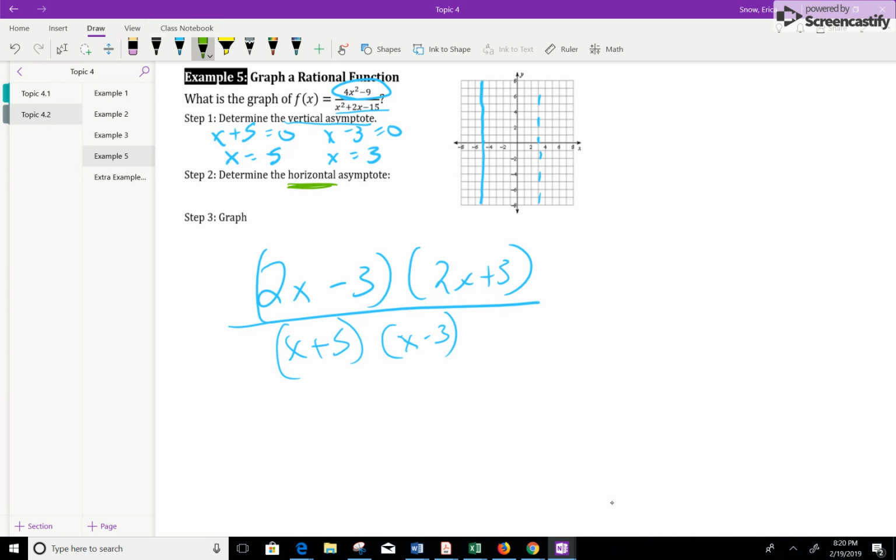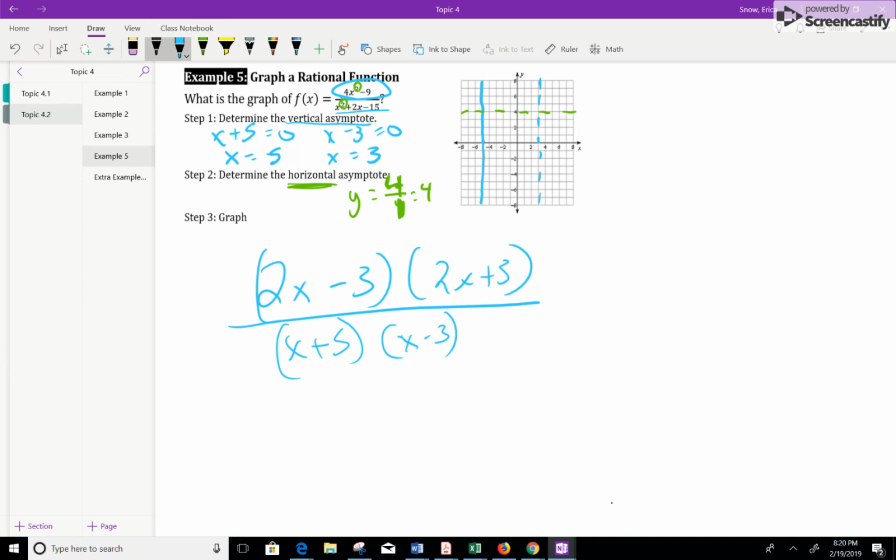Now, for our horizontal asymptote, you'll notice that the powers on the top and the bottom are both 2, so they're the same. And when they're the same, our horizontal asymptote is at that ratio of the top to the bottom, which is 4 over 1, or just 4. So now I'm going to put my horizontal asymptote there at 4. Now, you'll notice we've got 2 asymptotes. So this doesn't look anything like what we've done so far.